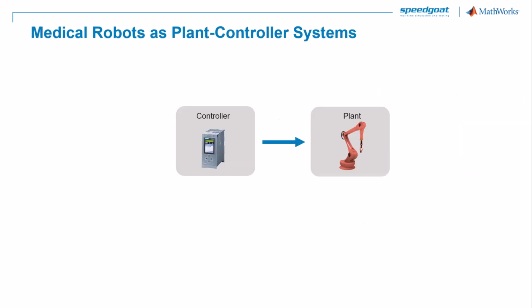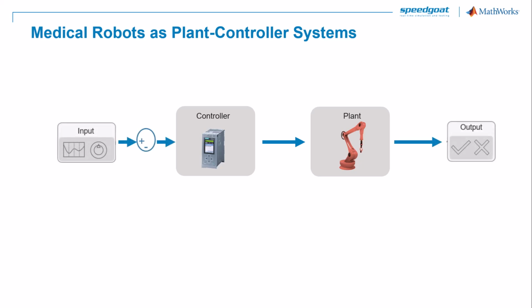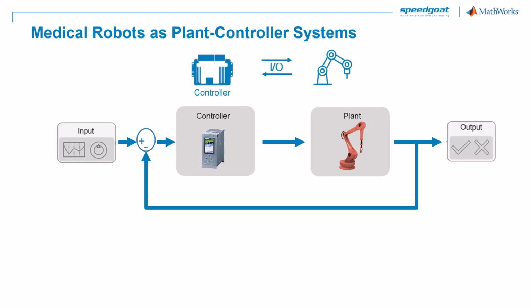Most generally speaking, robotic systems consist of a controller and a plant. An input signal is applied to the controller, which controls the signal fed to the plant, and in a closed-loop system, the output is connected back to the input. The controller could be for a surgical robot, a rehabilitation robot, or even a biomimicry robot.